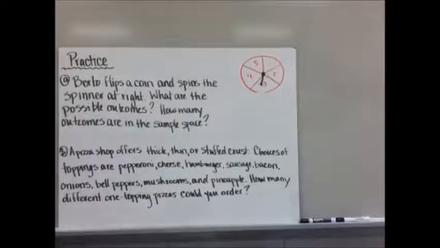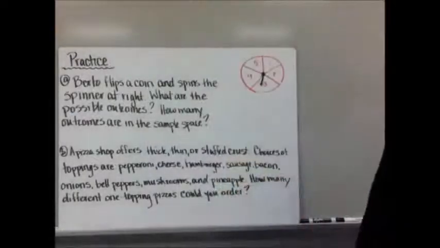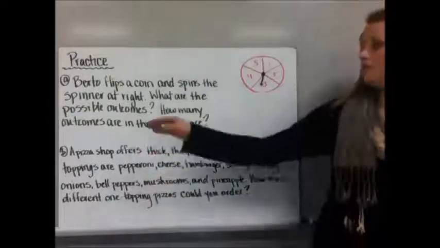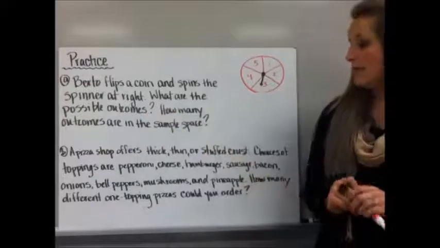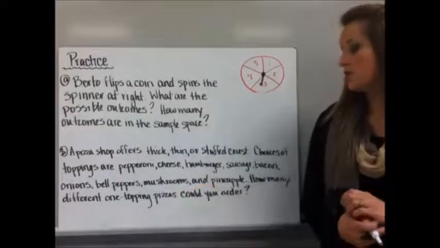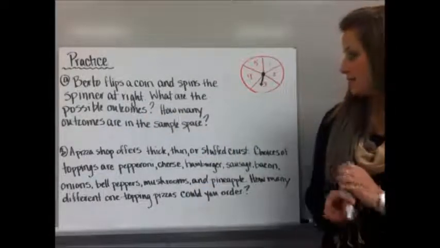Here's some that you can practice with. Go ahead and go through practice A, where you're wanting to find the possible outcomes and how many outcomes, and then part B, where you're just trying to find out how many outcomes.